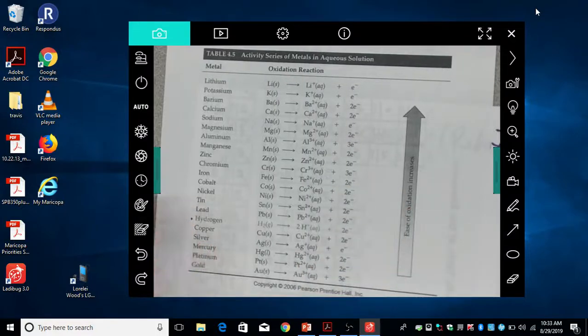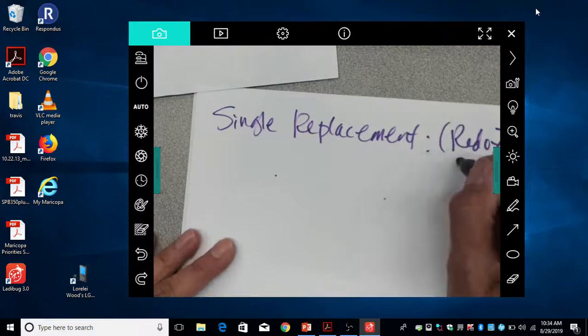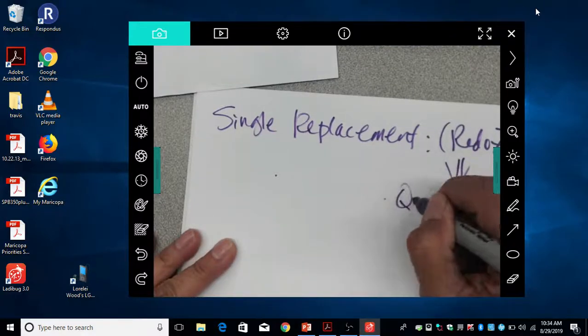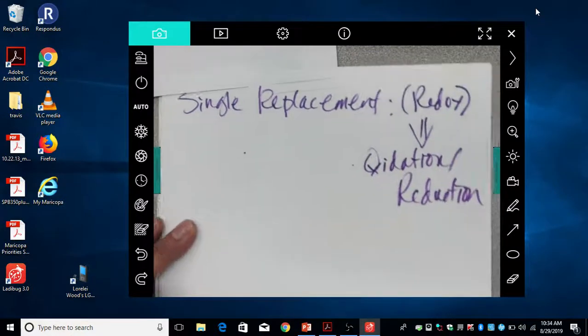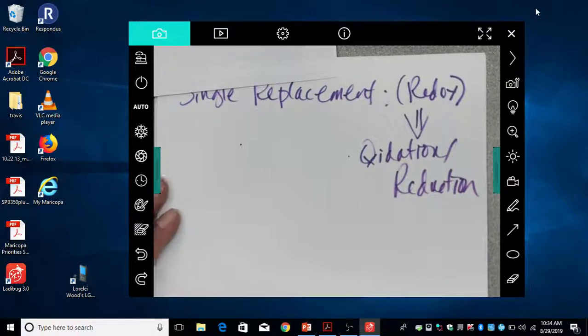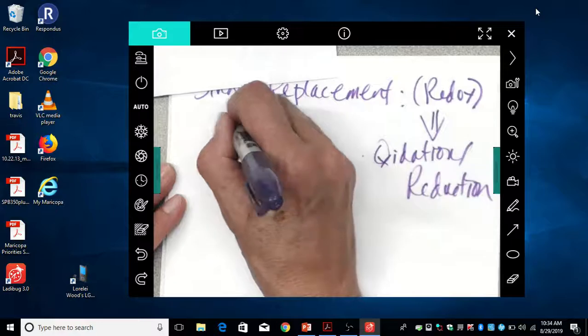So these single replacement reactions happen because one substance releases electrons, but then what must happen to those electrons? Somebody else takes some. And that's what redox means, it's chemistry slang for oxidation, reduction. Oxidation, reduction is redox. So oxidation, and here's a good way to remember who is who.